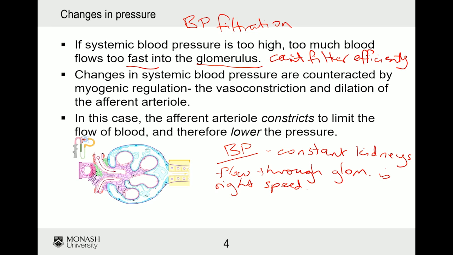Changes in the systemic blood pressure are counteracted by something called myogenic regulation. This is the vasoconstriction and dilation of the afferent arteriole, so the one that goes into the glomerulus. If our blood pressure is too high, the afferent arteriole constricts to limit the flow of blood. So we're getting too much blood coming in, so we get a narrower arteriole, which limits how much blood can come in at once, and this therefore lowers the pressure.